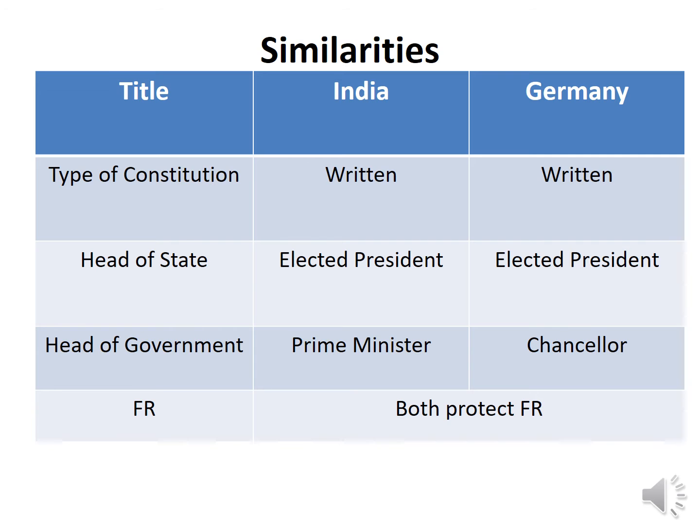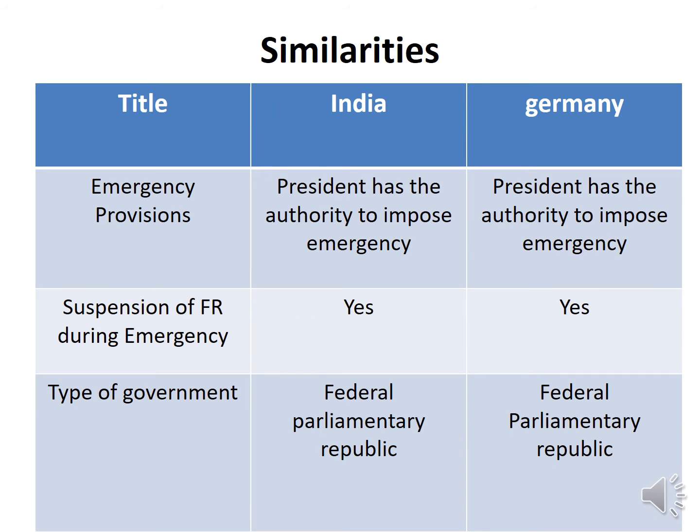FR means fundamental rights. Fundamental rights are the same in both countries, and both are known for protecting the fundamental rights of their citizens. Other similarities are the emergency provisions. You already know that we have borrowed emergency provisions from Germany. The president has the authority to impose an emergency in both countries, with the aid and advice of the Council of Ministers, or you can say here in India it is the Prime Minister, and there it is the Chancellor.